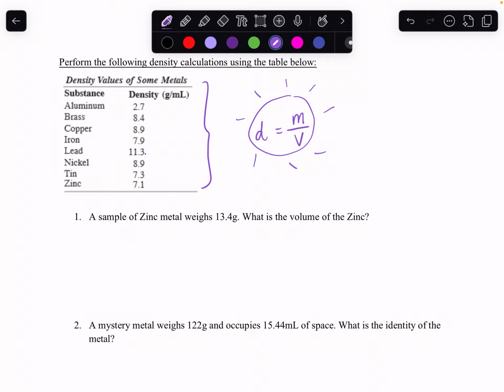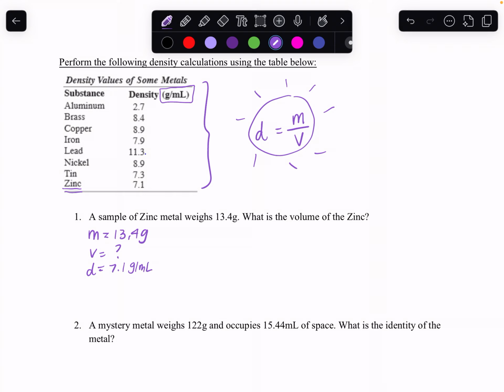So I'm just going to write down what I know I have based on the problem. I know I'm given mass, which is 13.4 grams. Cool. I do not have the volume, so I'm just going to put a question mark. What is volume? And the last thing I'll need for this is density. So go up to the table, look for zinc. I see it here at the bottom. Zinc has a density of 7.1. And note that up here we have grams per milliliter. Those are our units. So it's 7.1 grams per milliliter.